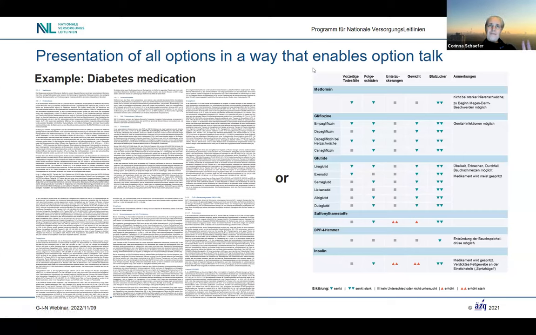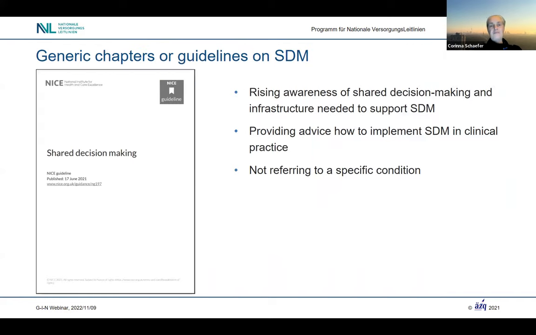to let's say break down a very complex phenomenon like diabetes medication to a very simple table. Sometimes simplification isn't that simple and that easy. And as Sandy said, it's very important to have the personal information behind that. But that was just a first step, saying we offer the information in a way that enables you to compare the options. Next thing is generic chapters or guidelines on shared decision making.